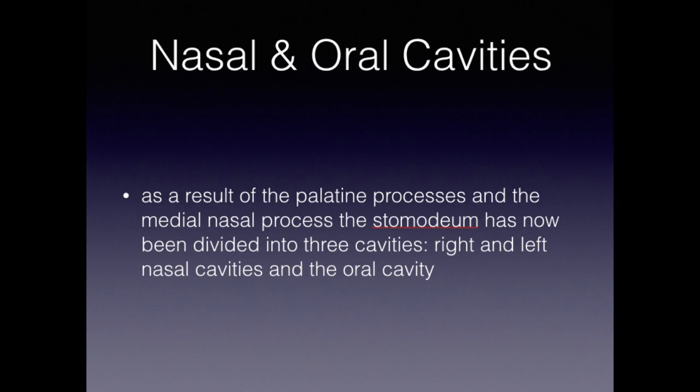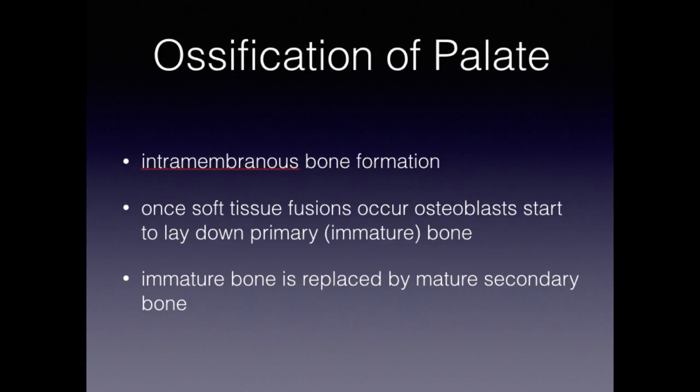So as a result of the palatine processes and the medial nasal processes, the stomodeum now has been divided into three cavities, right and left nasal cavity and an oral cavity. Most of the palate forms through intramembranous bone formation. So this is where we have the membrane package that is first laid down with immature bone and then is replaced with mature secondary bone.